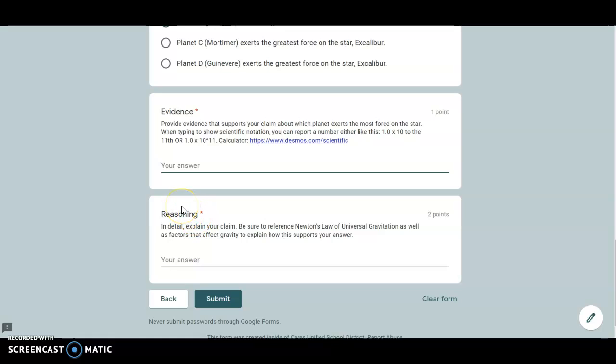And then in the reasoning, you should be explaining in detail, how does mass affect gravity? How does distance affect gravity? What do we know about those things? All of that together with Newton's law of gravitation.